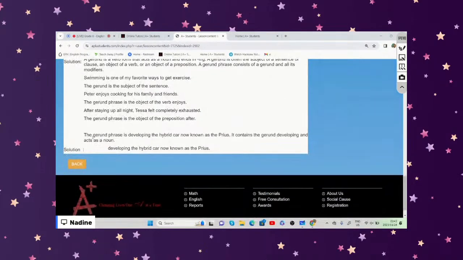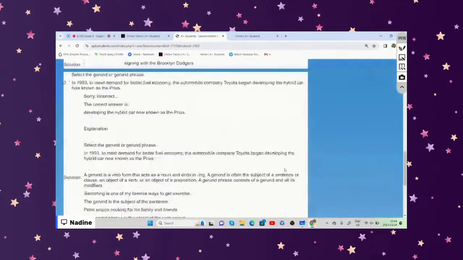And here it says it's a gerund phrase, which is developing the hybrid car now known as the Prius. And it contains the gerund, which is developing, which also ends in ing, and it acts as a noun.